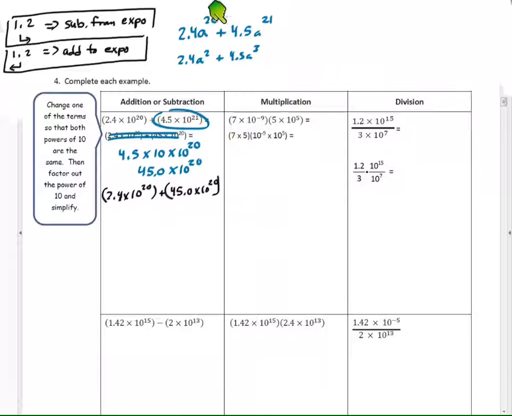Like we had like terms, we would just add the two numbers that are in the front together, right? So let's just do that. Let's go 2.4 plus 45. You guys said earlier 47.4. Then you have times 10 to the 20.